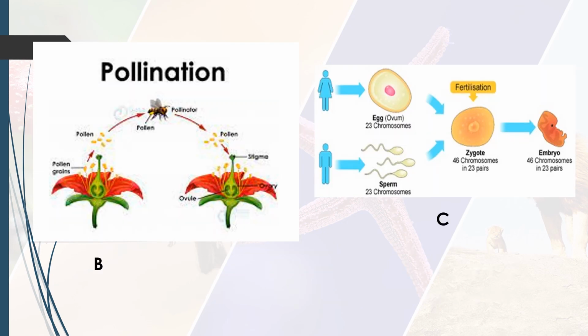Okay, we have here the pictures for pollination. We have the gumamela plant, and the pollen grains are transferred by a pollinator, which is the bees, into the stigma. And for the fertilization, the female and male gametes will fuse with each other, and then it will form a zygote, and after that, it will form an embryo. Okay?